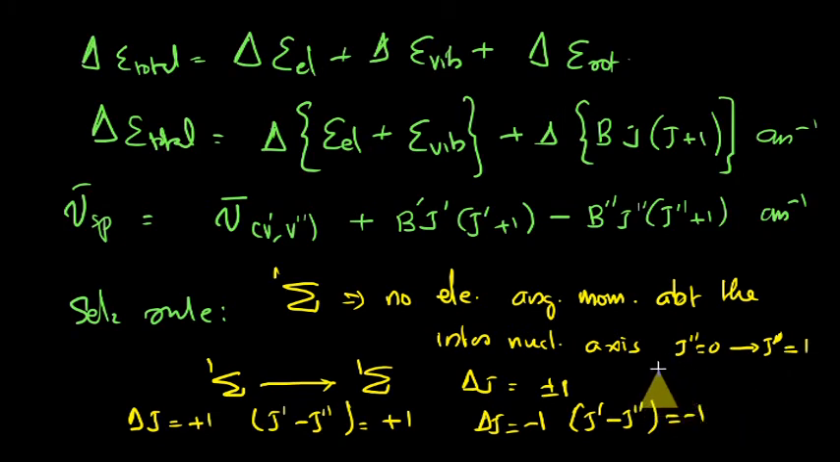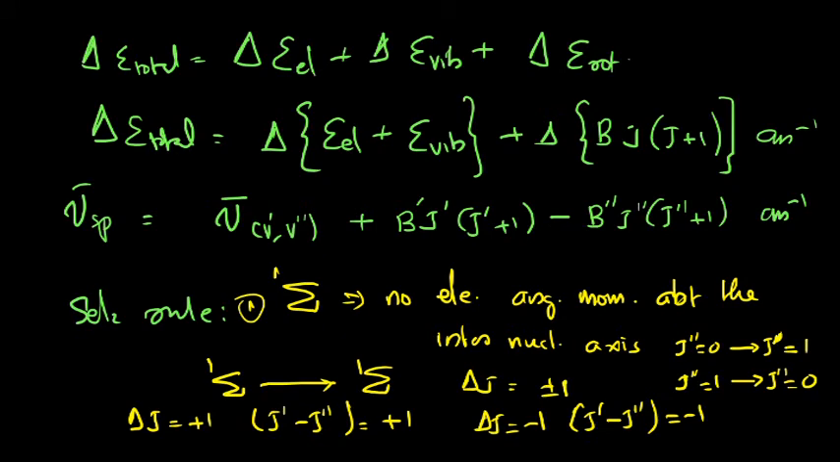And what is a delta J is equal to minus 1 transition? J double prime is the rotational level in the lower electronic state. Suppose it is 1, and then it is making a transition to a rotational level in the upper electronic state where the rotational quantum number is 0. Then we can say that this is a delta J is equal to minus 1 transition. So these two types of transition can occur if it is a sigma 1 to sigma 1 electronic transition. This is the selection rule number 1.